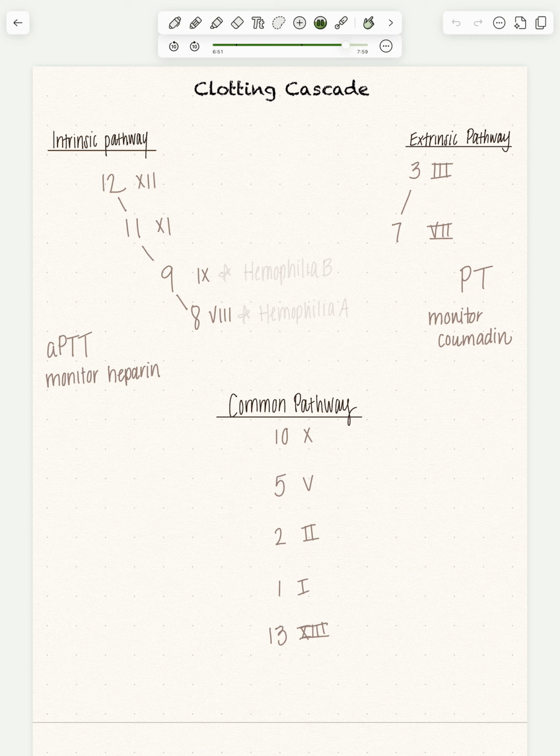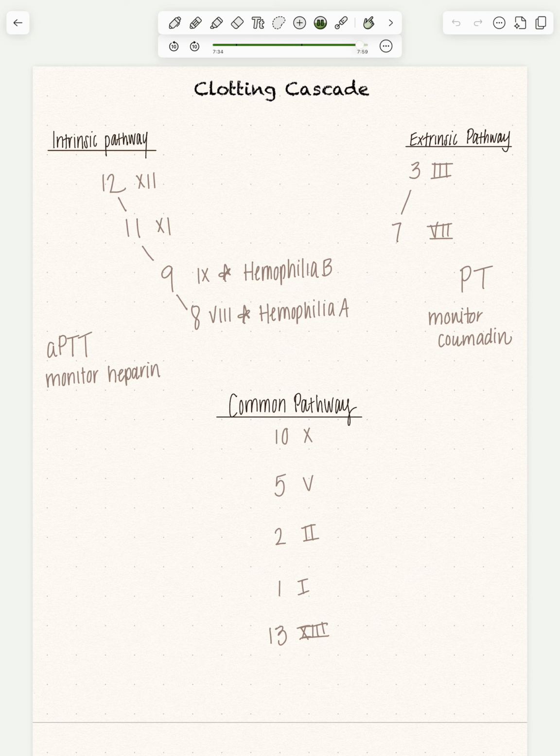There are a few factors that are highly specified and highly studied, and that is factor 9 and factor 8. If you are deficient in factor 9, this is called hemophilia B. If you are deficient in factor 8, this is hemophilia A. If you have hemophilia B, they will treat you by giving you factor 9. If you have hemophilia A, they will give you treatments with factor 8.